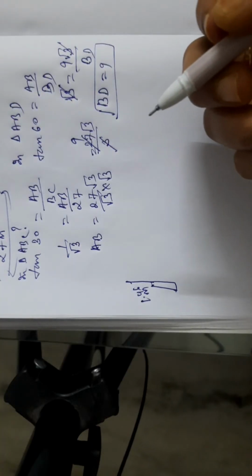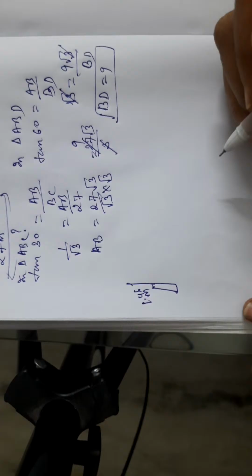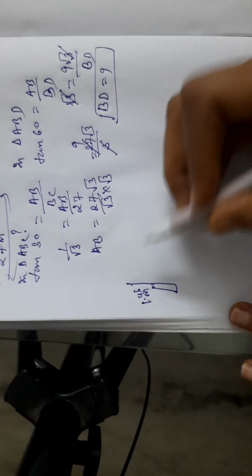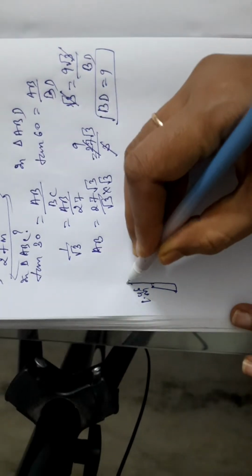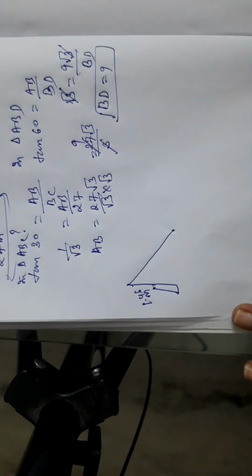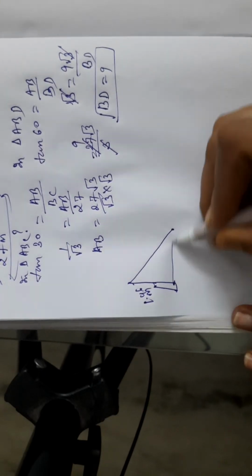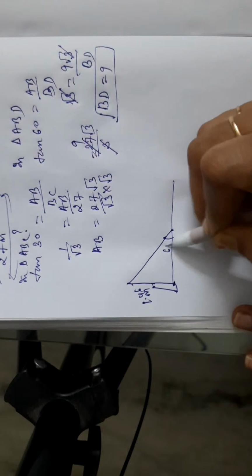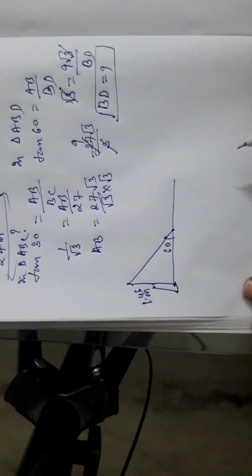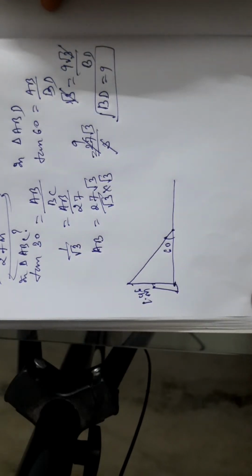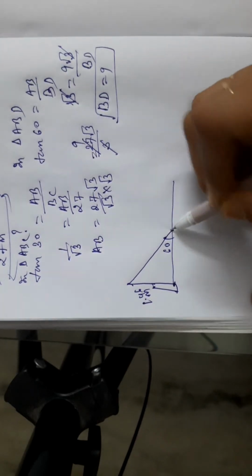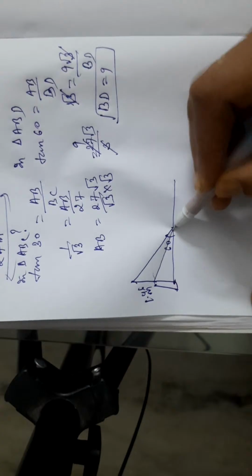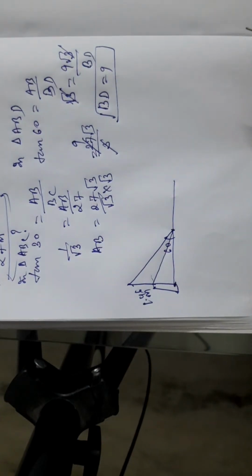Now further it is given, from a point on the ground, the angle of elevation of the top of the statue is 60. So from the ground, the top of the statue is at 60 degrees, and from the same point, the angle of elevation of the top of the pedestal. So from the same point, to the top of the pedestal, the angle is reduced to 45.